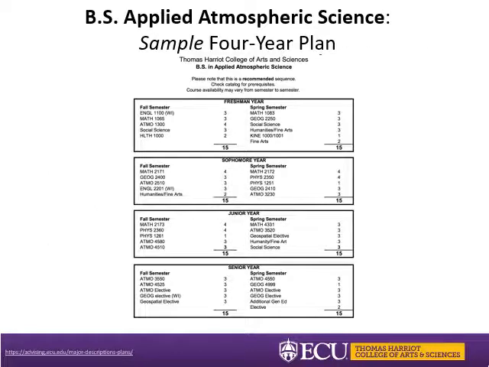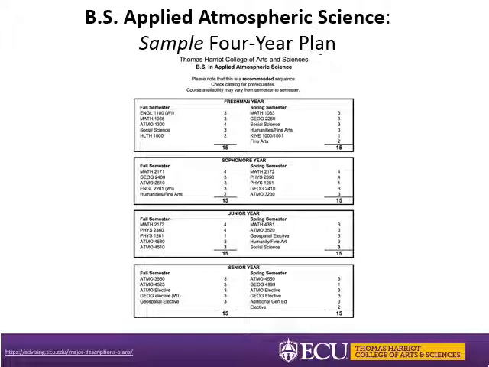I think it's helpful to look at a sample 4-year semester by semester guide to what kinds of courses you should be taking during each of your 4 years in the Applied Atmospheric Science major. Everyone will have a slightly different plan depending on course credits you've already earned and depending on your specific interests. These plans are a good guide to help you stay on track.